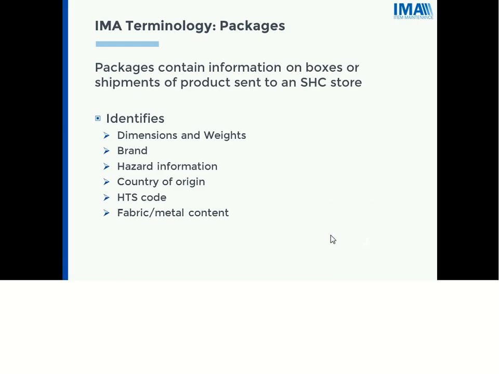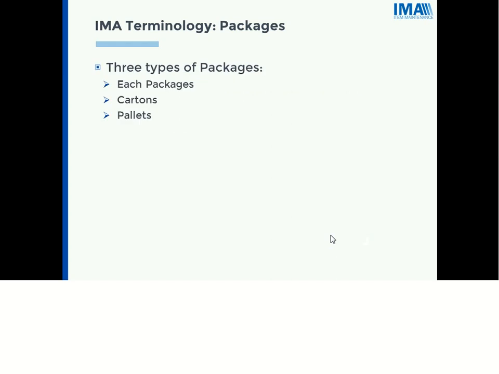All right, so moving on to packages. This is where you do a lot of your information. Packages and vendor packs. Packages contain information on boxes or shipments of products sent to an SHC store. It can identify dimensions and weights, brand, hazard information, country of origin, HTS code, fabric and metal content. There's a lot of information found on the package tab that's entered by the vendor.